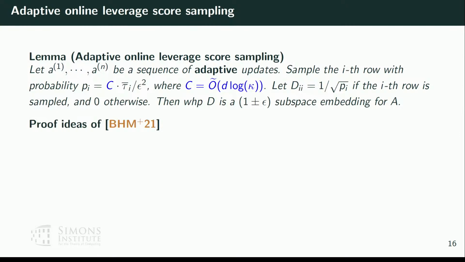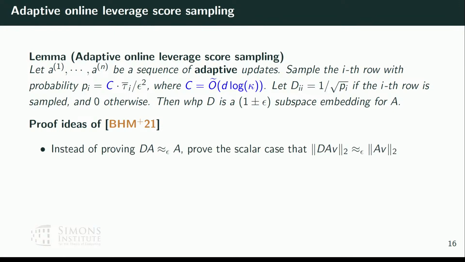Okay, so this is the lemma that we proved in our paper. We show that we have the rows from A1 to AN, that's an adaptive sequence. And then we sample the ith row with some probability that's proportional to the online leverage scores, but with some factor C here. And then we prove that the sample is a subspace embedding of A. So our paper is based on this previous result by Cohen et al., but they have a linear dependence on kappa. So let me first talk about their proof ideas.